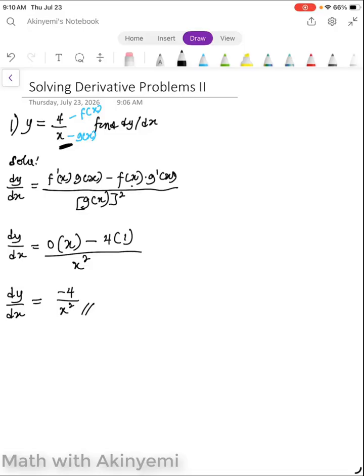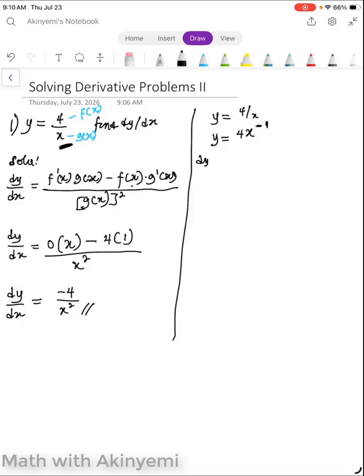And for this one too, we can try to simplify. Let's say we have another way to do this. Let's say we have y equals 4 over x. This is the same thing as saying 4x raised to power minus 1. And then we can use the power rule and the constant rule.